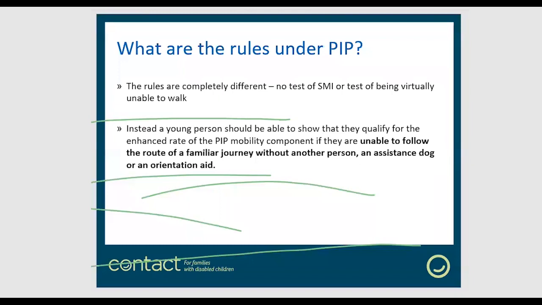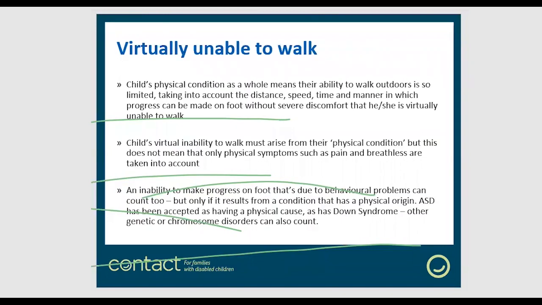Okay, so we've finished looking at the severe mental impairment tests. What we're going to do now is turn to the other main route of getting higher rate mobility where there are behavior issues. And that's under the test of whether or not a child can be said to be virtually unable to walk.